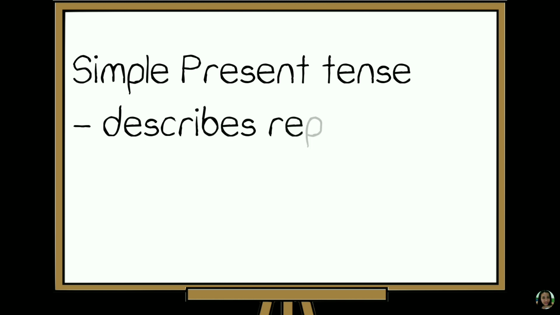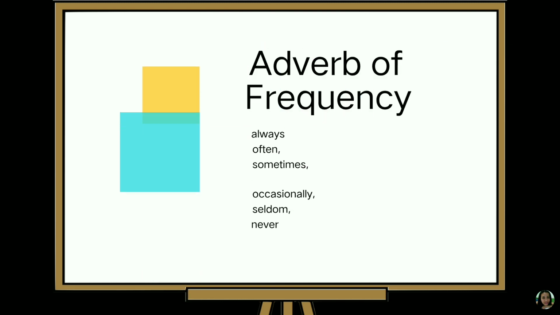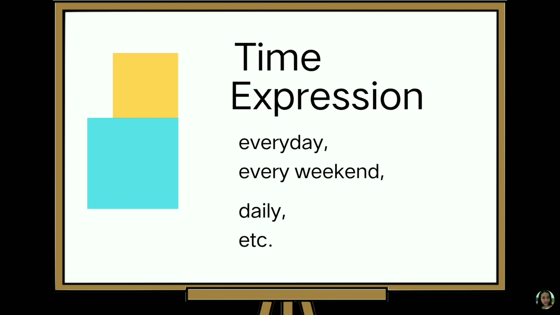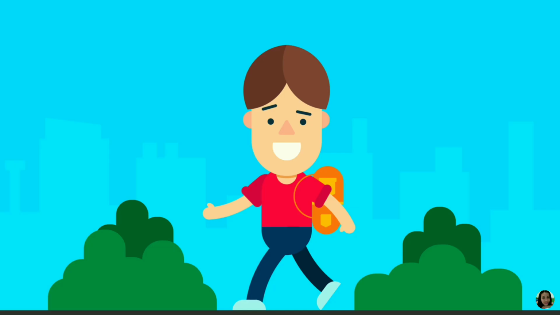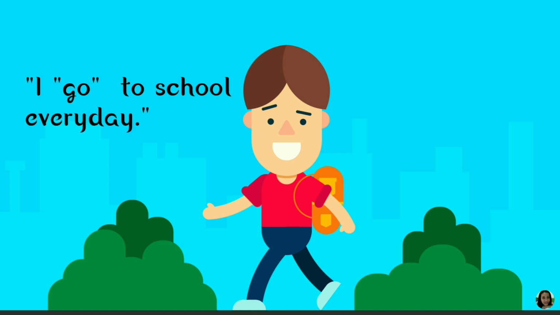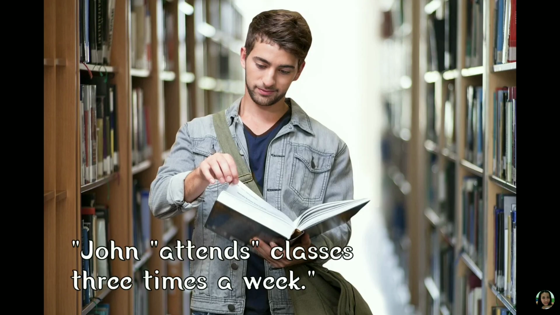The simple present tense also describes repeated or habitual actions. In this case, an adverb of frequency such as always, often, sometimes, occasionally, seldom, never, or another time expression like every day, every weekend, daily, etc. are often added to indicate the frequency of repetition. Example: I go to school every day. Businessmen usually fly to save time. John attends classes 3 times a week.